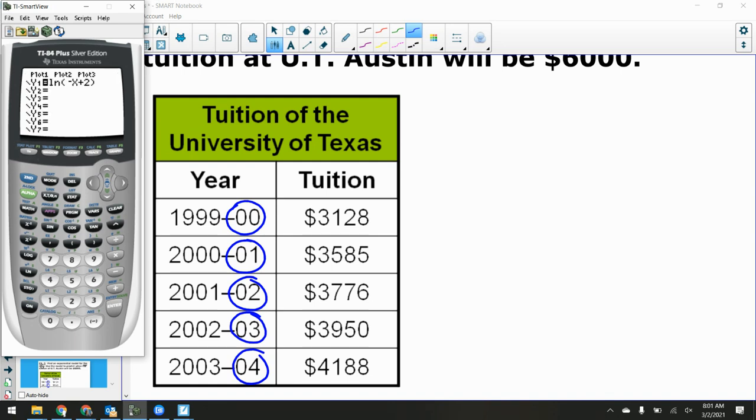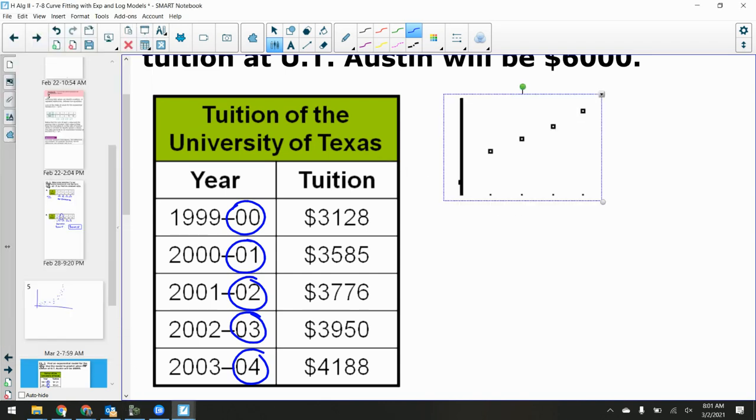You go into y equals, you clear out anything that's there, and you turn on plot 1. Then you go zoom, stat. And there's my scatter plot. No, I haven't run my regression yet.